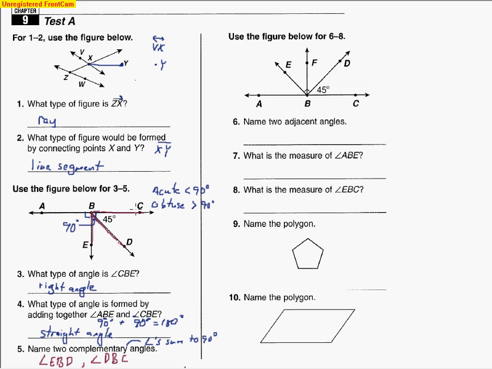We could have also gone an opposite way. You could have said CBD and DBE. That would be the same thing. As long as B is in the center, you're good to go. So let's take a look at our next one here.